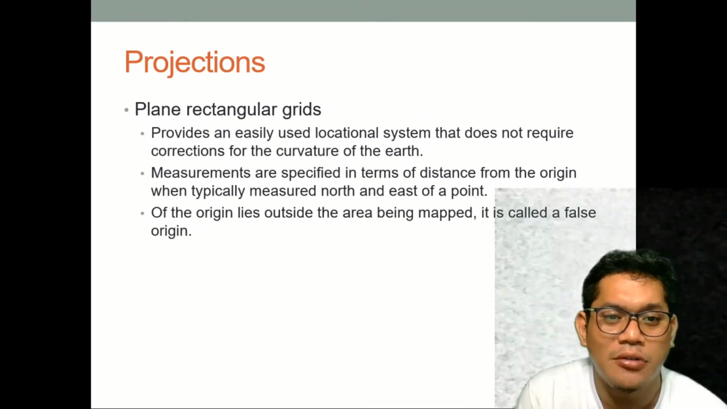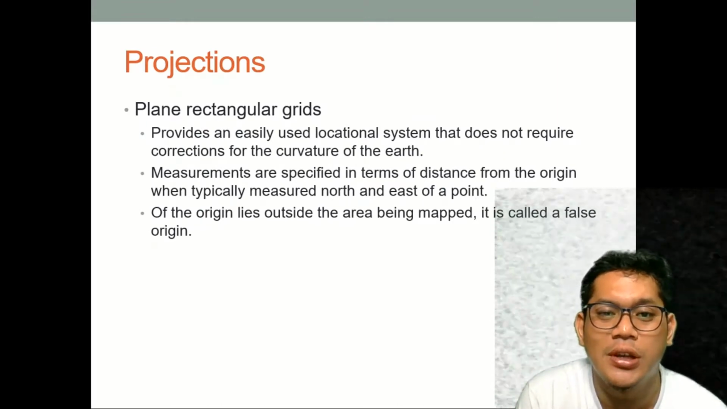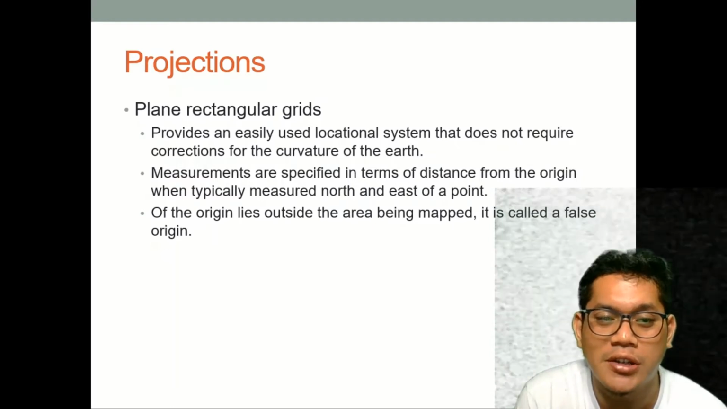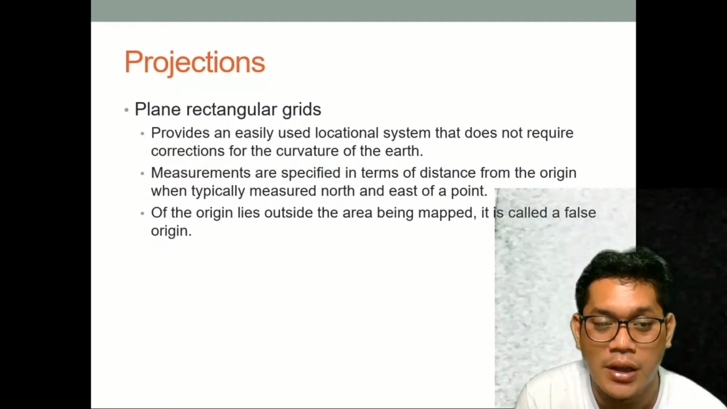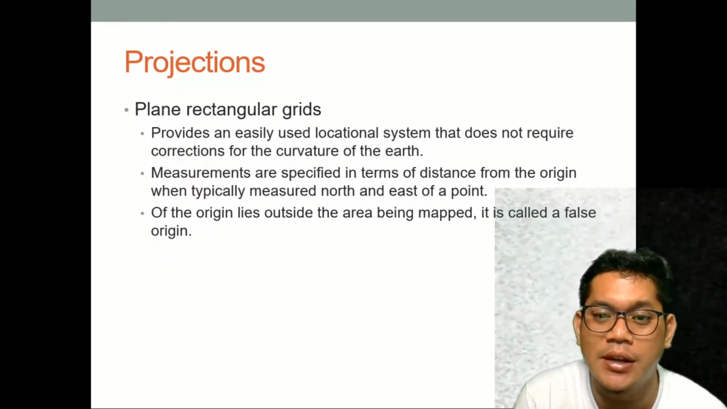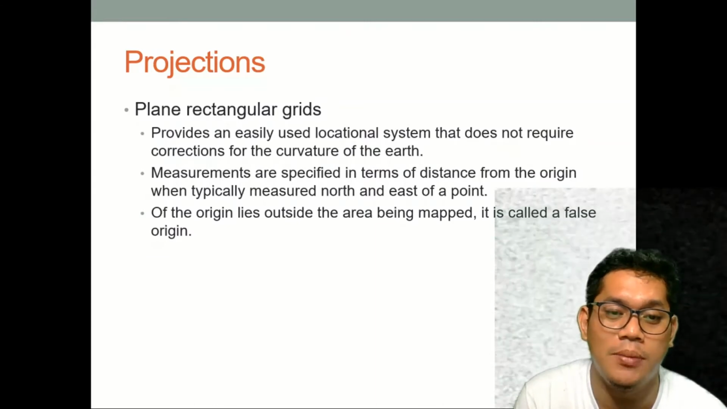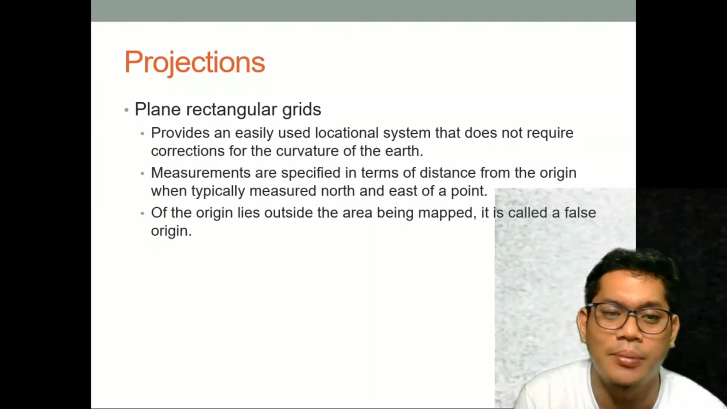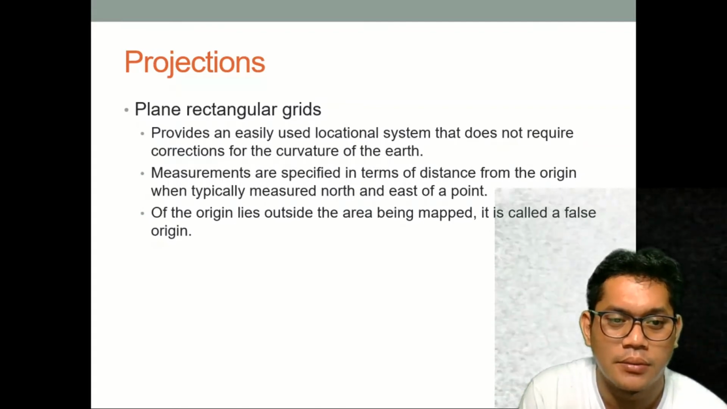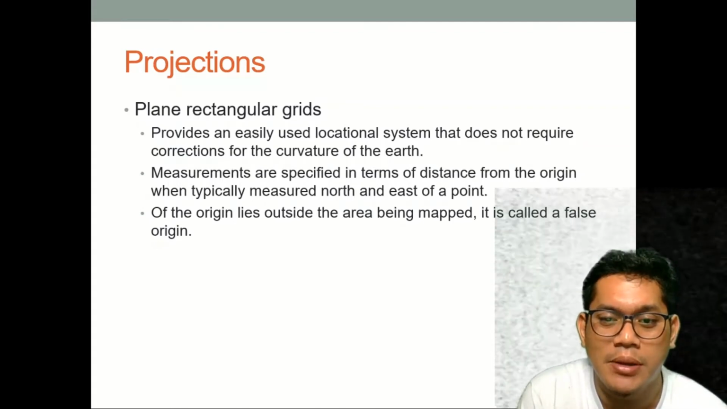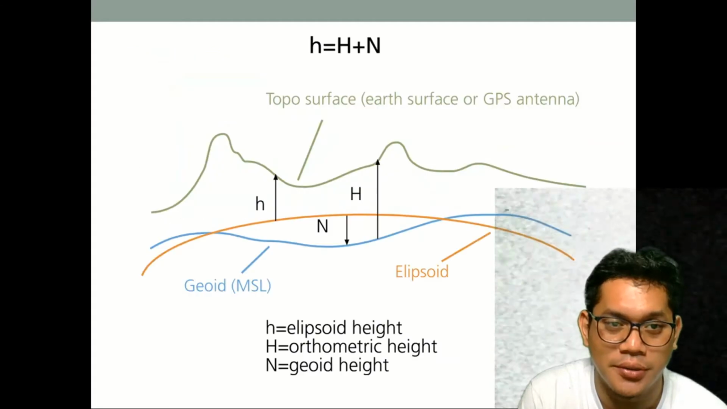So the plane rectangular grids provide an easy-to-use coordinate system that does not require corrections for the curvature of the Earth, where the measurements are specified in terms of distance from the origin, typically measured north and east of the point. If the origin lies outside the area being mapped, it is called a false origin.